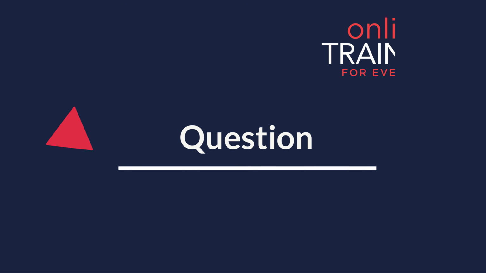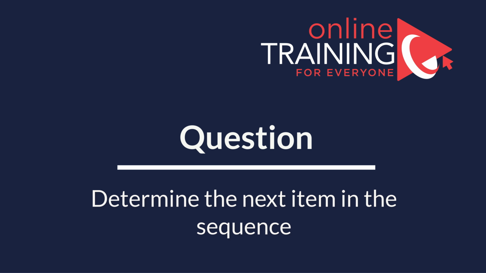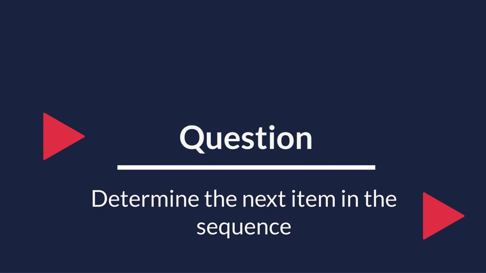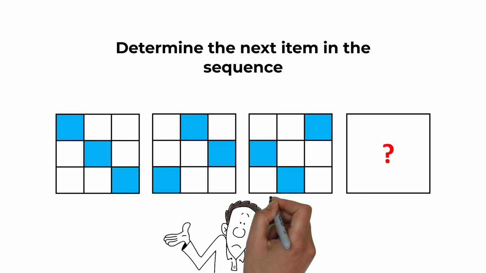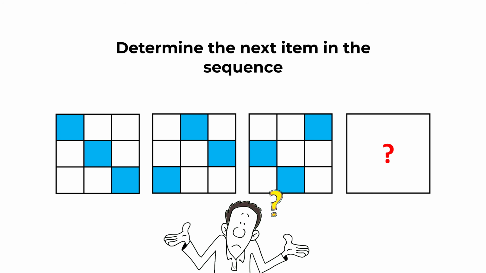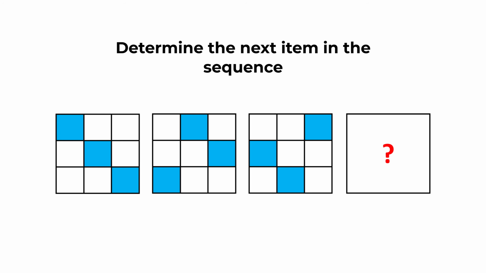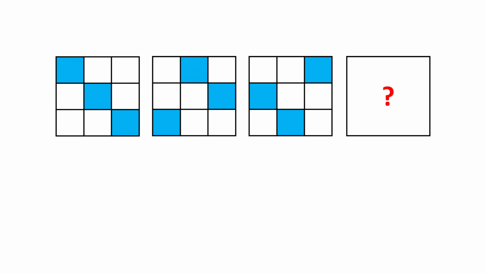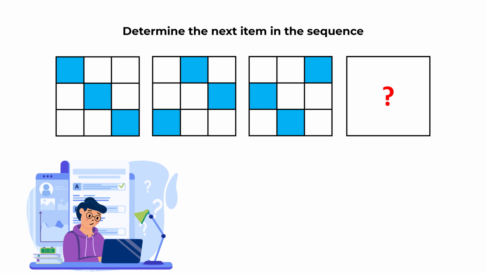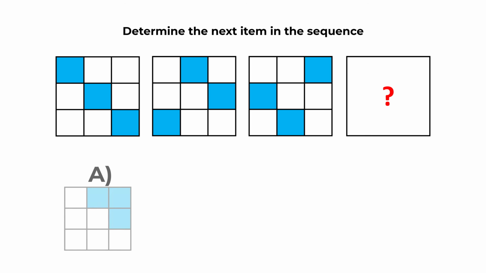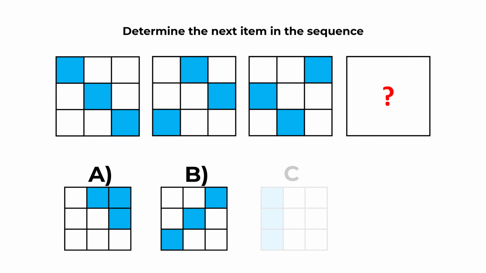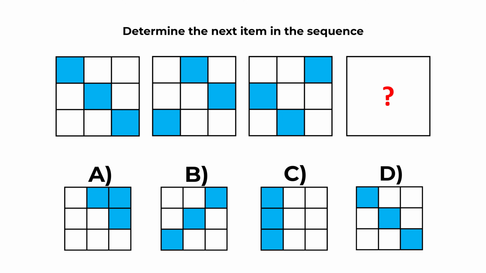Here is a very interesting problem that you might frequently get on the test. You need to determine the next item in the sequence. You're presented with a sequence of large squares. Each large square contains 9 small squares inside, and the small squares are of different colors. You need to determine the next item in the sequence, and you have 4 different choices. Choices A, B, C, and D. Do you see the answer?